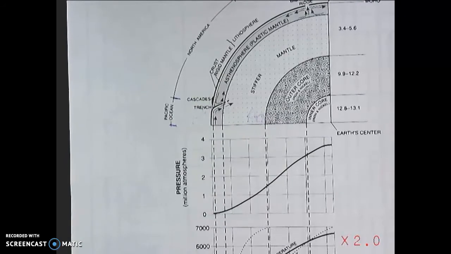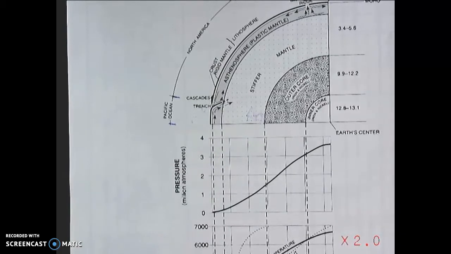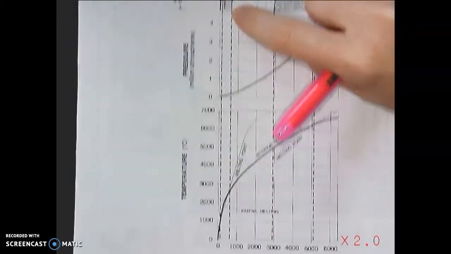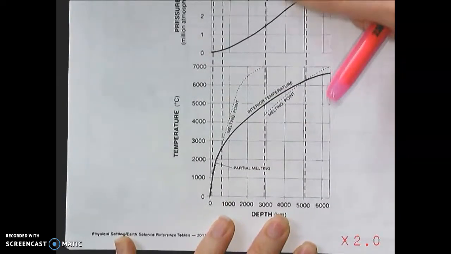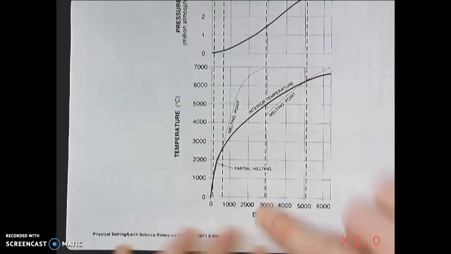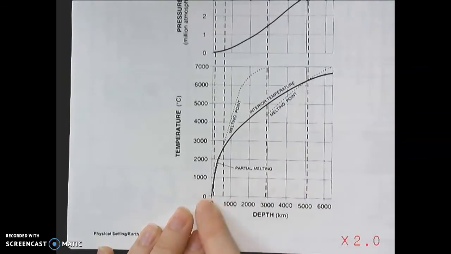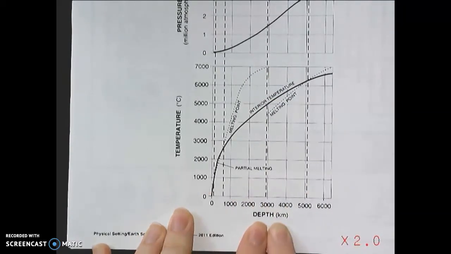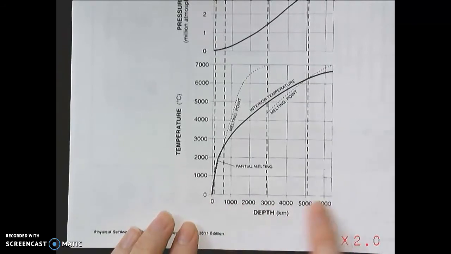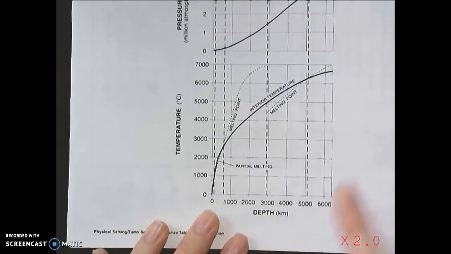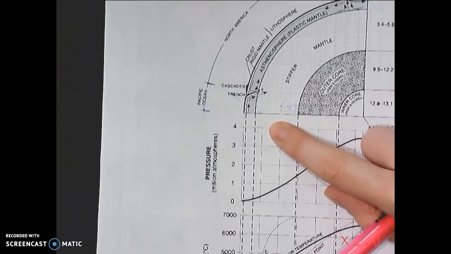The last thing that I want to show you on this table that's important is these dashed lines. There are these dashed lines that go all the way down to the bottom. The very bottom of this page on the reference table is depth into the Earth. So this is showing you how deep into the Earth we are going. The dashed lines represent the boundaries between the layers.